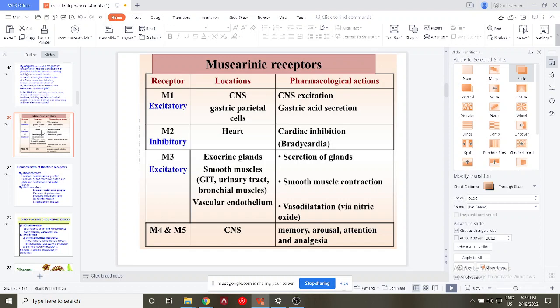M1 is found in the CNS or the parietal cells, M2 in the heart, M3 is everywhere else. So my mnemonic is head, chest, and everywhere else. Just try to remember that for the M1 receptors' location.